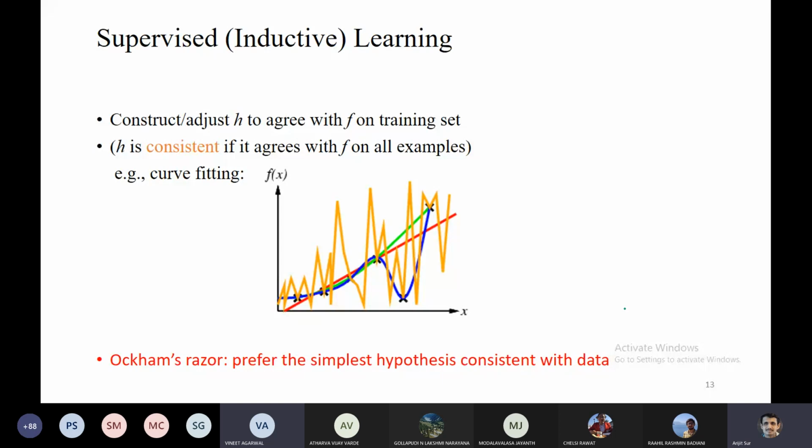This concept is very interesting. It is called Occam's razor. We always say prefer the simplest hypothesis, the simplest curve, but one that is consistent with the data. Consistent with the data means consistent with the examples.